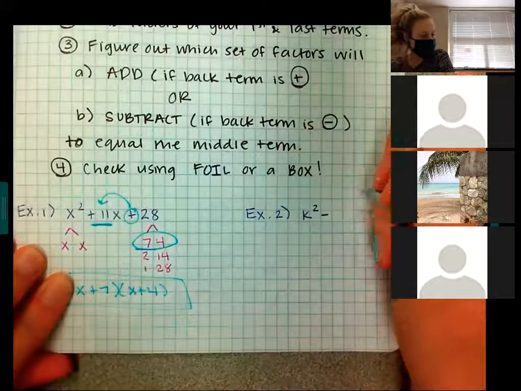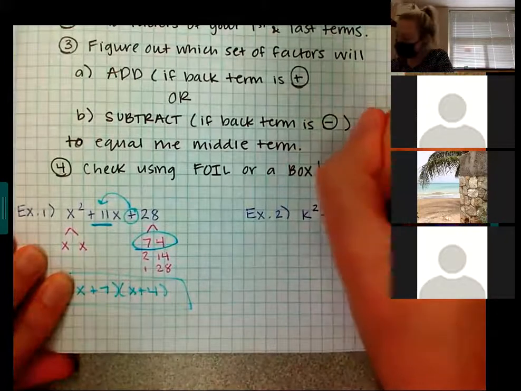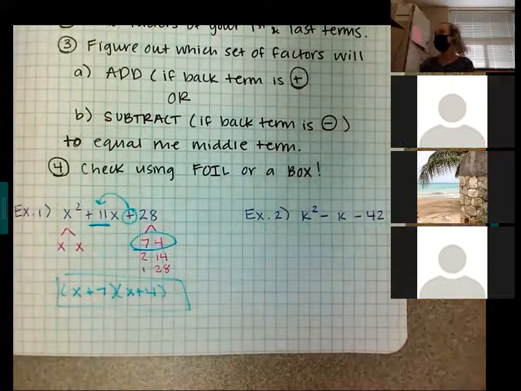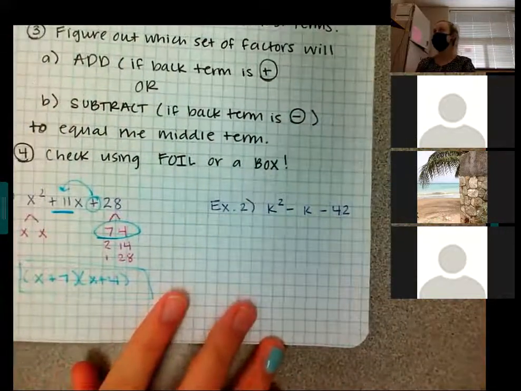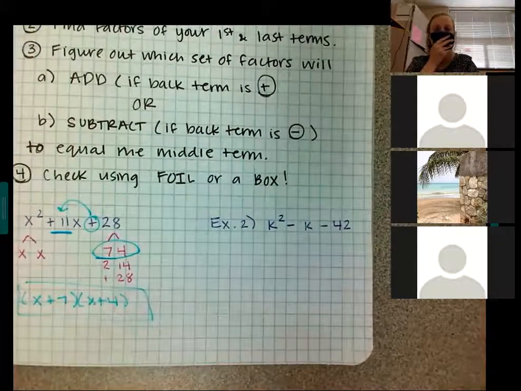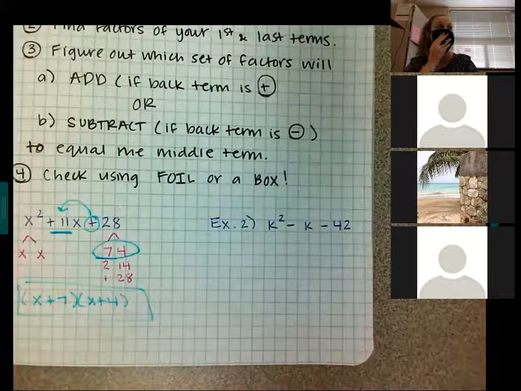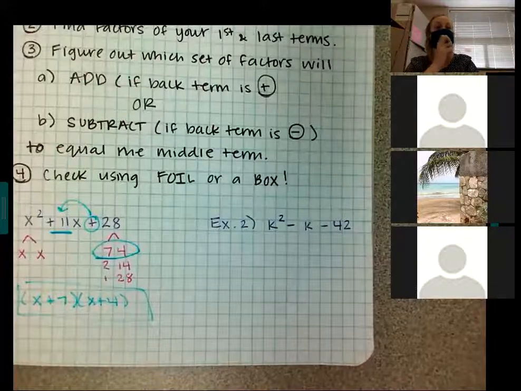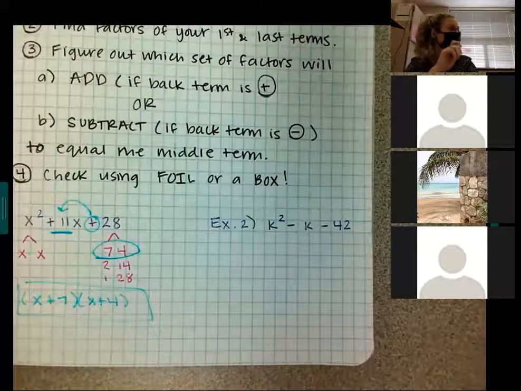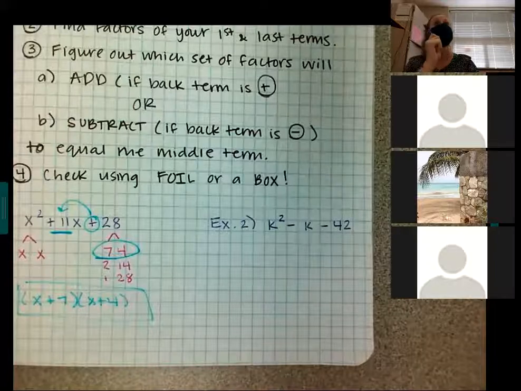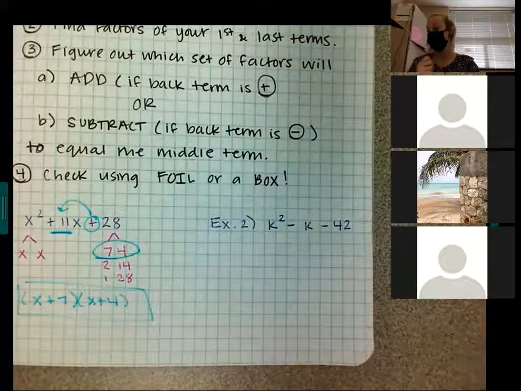k squared minus k minus 42. Y'all can't see. Move it right here. All right, is there a GCF? I completely forgot to ask y'all that last time. No, good. So what do we do? Factors of the first and last, good.